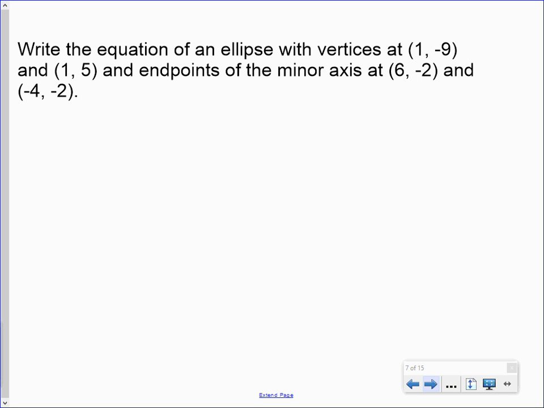We're not just going to group x's and group y's and complete squares and things like that. We've got to come up with what are all those things that go into the equation, or what is the equation that I want to use. So we want to write the equation of an ellipse with vertices at 1, -9 and 1, 5, and endpoints of the minor axis at 6, -2 and -4, -2.